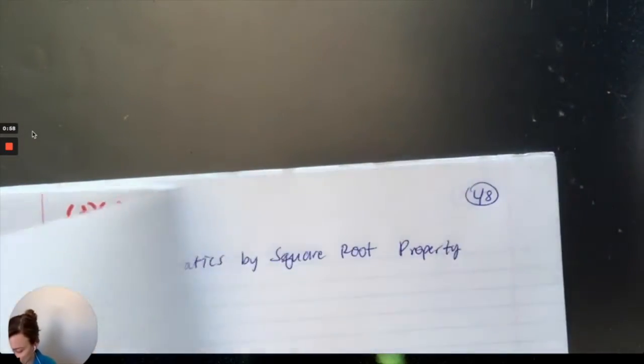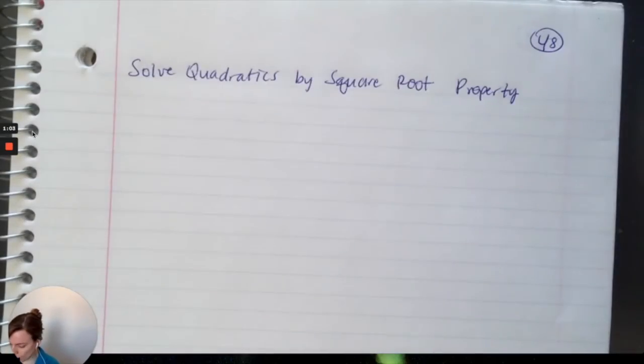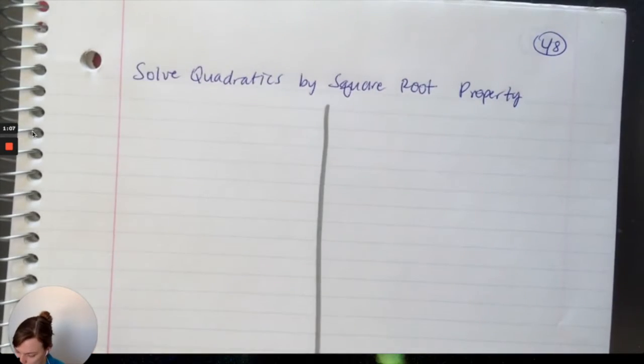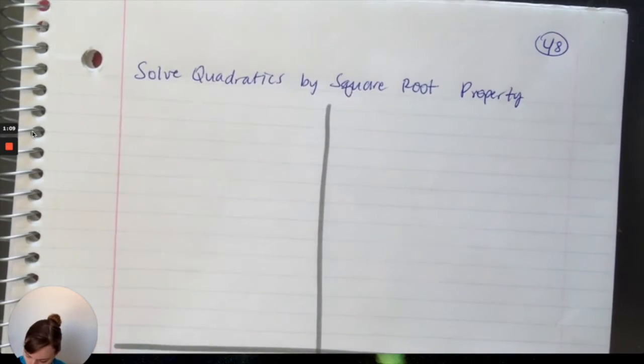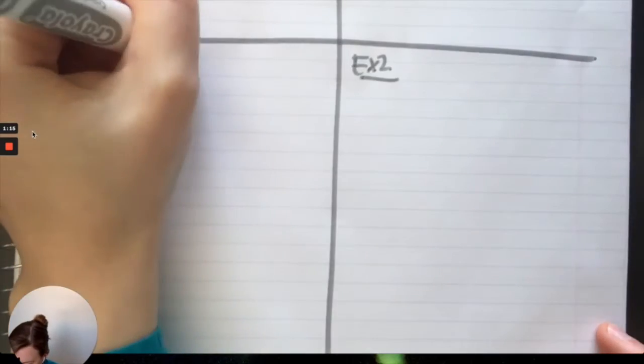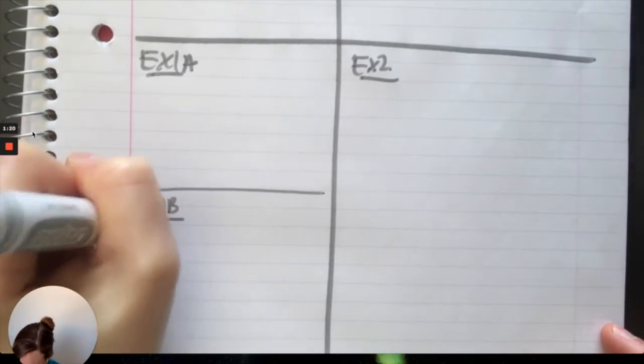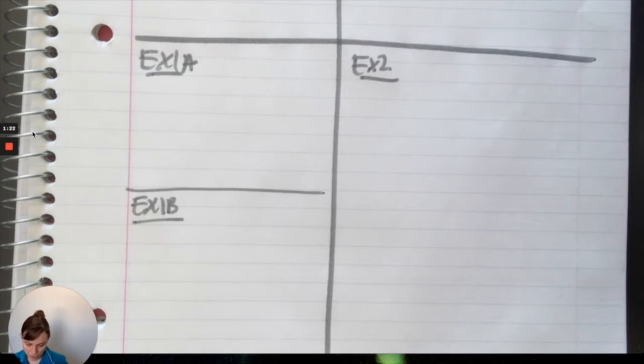The rest of it is pretty much just solving. Page 48. All right, so make 4 big boxes. The top 2 will be for notes, and the bottom 2 are for examples 1 and 2. Example 1A and B. There actually are 2 over here, and example 1B. If you want to label those ahead of time, you are welcome to.